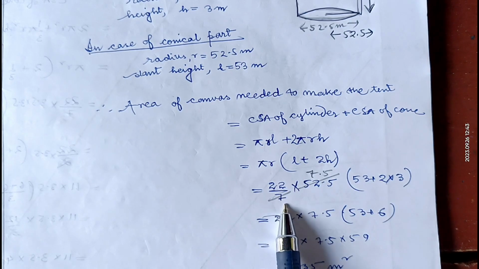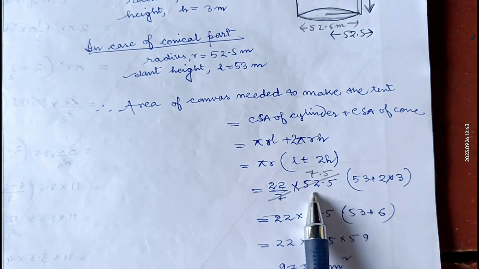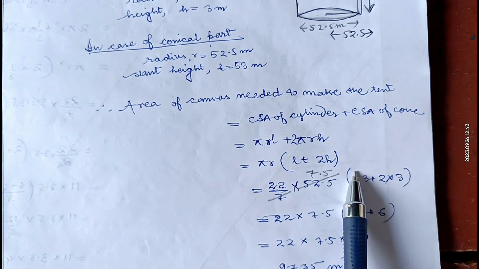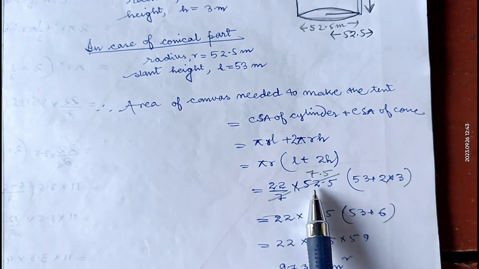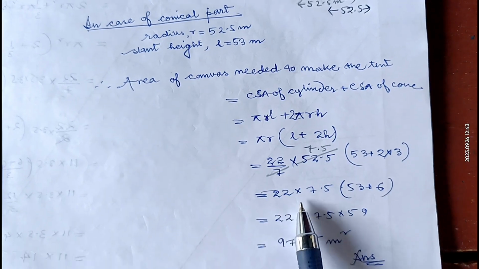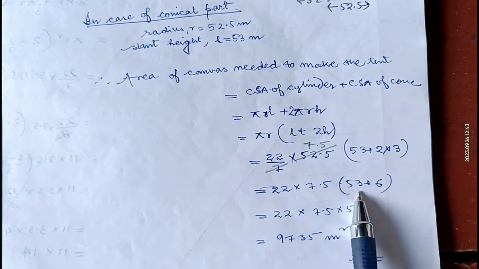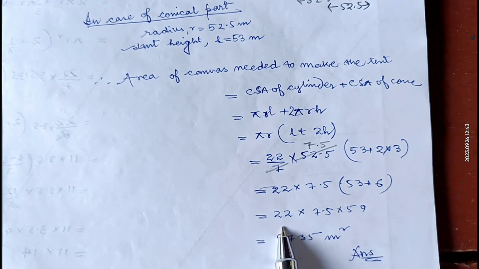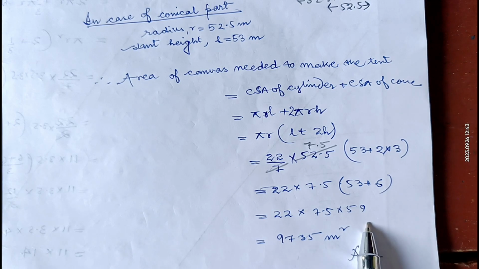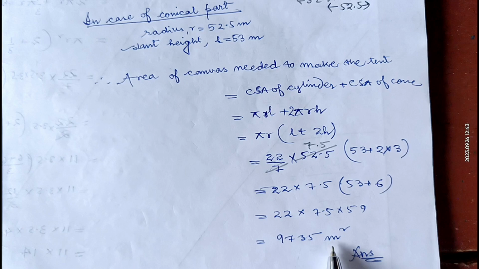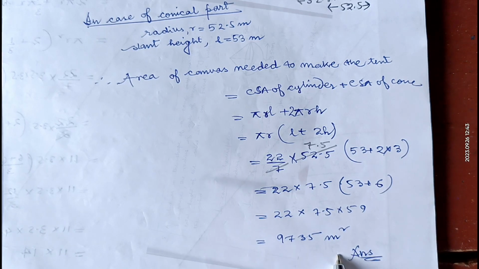Pi is 22 by 7 into radius 52.5, L given in the question is 53, plus 2 into h, 2 into 3. 52.5 can be cancelled by 7. It will be 7.5. So we got 22 into 7.5 into 53 plus 6. After adding this, it will be 59. So if we multiply this, we are going to get 9735 meter square, which is the area of the canvas needed to make the tent.